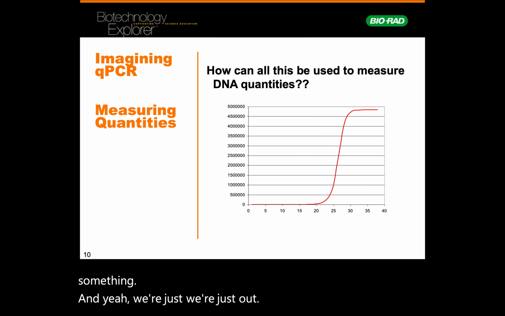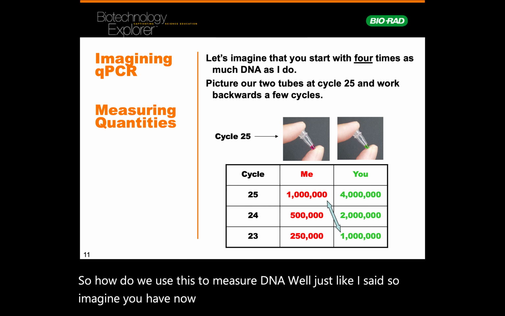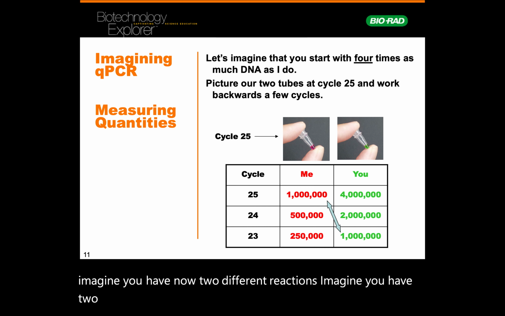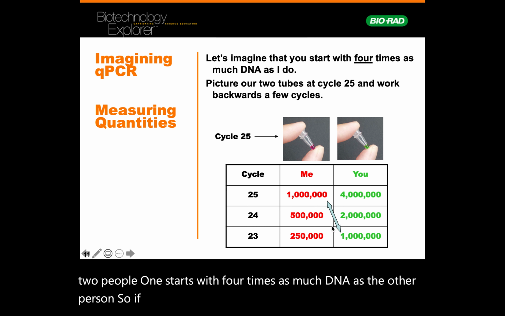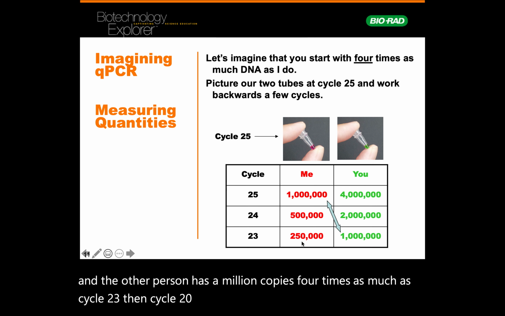So how do we use this to measure DNA? Well, just like I said. So imagine you have now two different reactions. Imagine you have two people, one starts with 4 times as much DNA as the other person. So if one person starts out with 250,000 copies at cycle 23 and the other person has 1,000,000 copies, 4 times as much at cycle 23, then at cycle 24 you'll still have 4 times as much as I do, and at cycle 25 you'll still have 4 times as much.